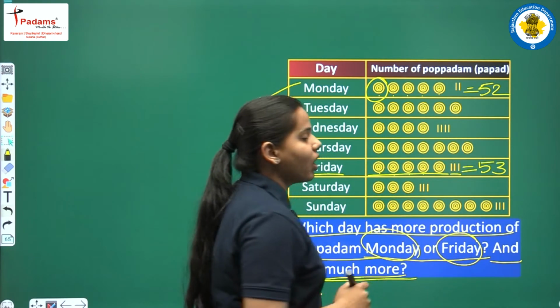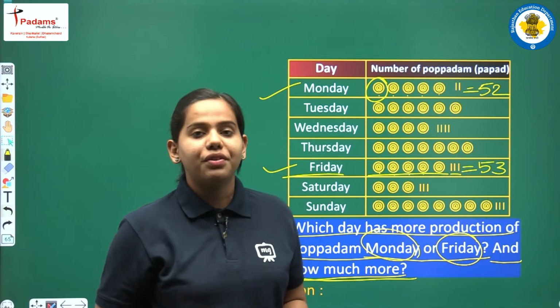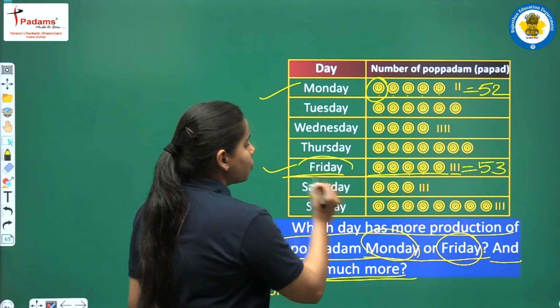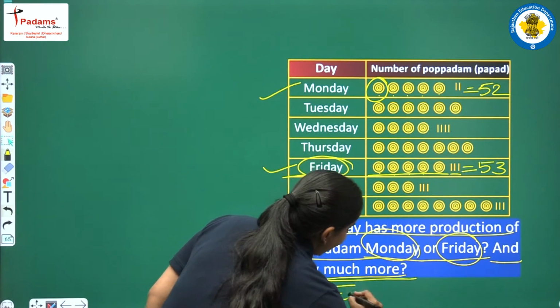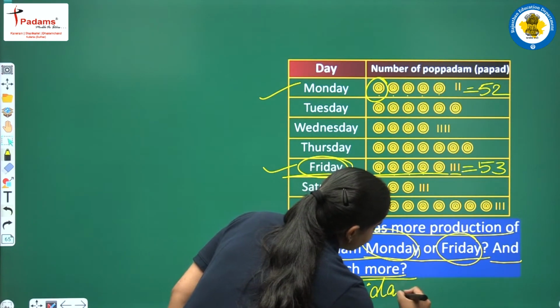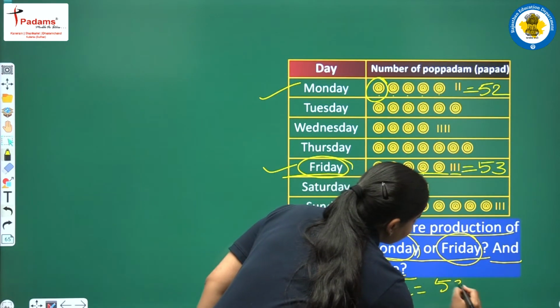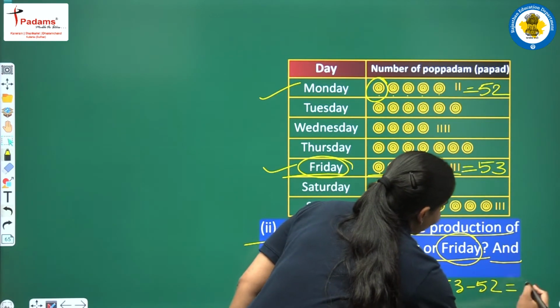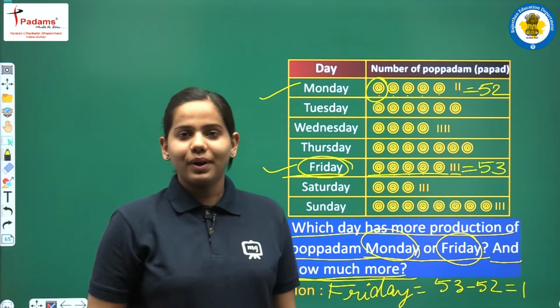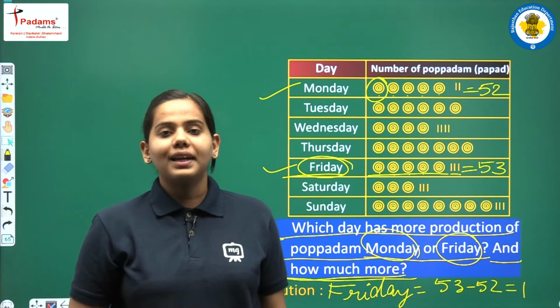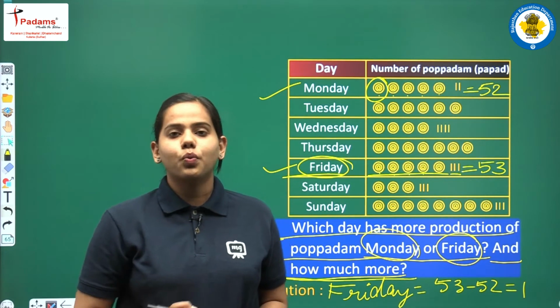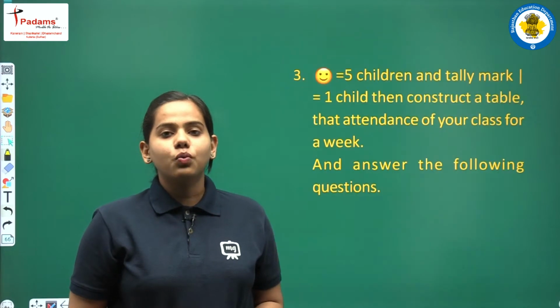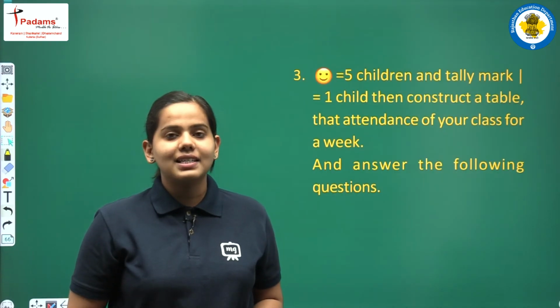तो ये दोनों ही बहुत पास के नंबर्स हैं, 52 and 53. मतलब ज़्यादा किस दिन हुआ? फ्राइडे को. एंड बाय हाउ मच? हाउ मच के लिए हम डिफरेंस निकाल देंगे, दैट इज 53 minus 52, that is more by 1 papad only. So children, we have completed this pictograph question. This was question number 2. Now let us move on to the last question of exercise number 9.